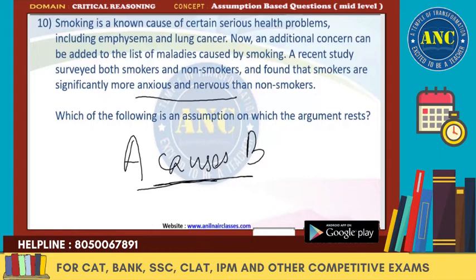Now, often assumptions support a causal conclusion either by eliminating an alternate cause for the conclusion, that is, C did not cause B, or by demonstrating that the causation, if one exists, is in the proper direction, which is B did not cause A. So, both of these. Now, let us look at the options.